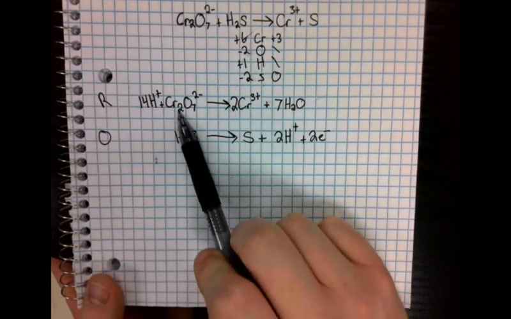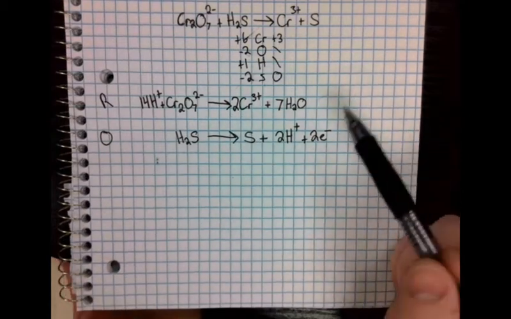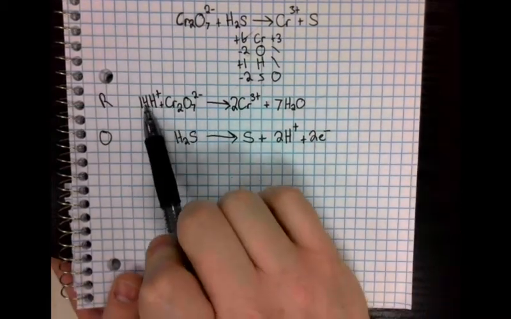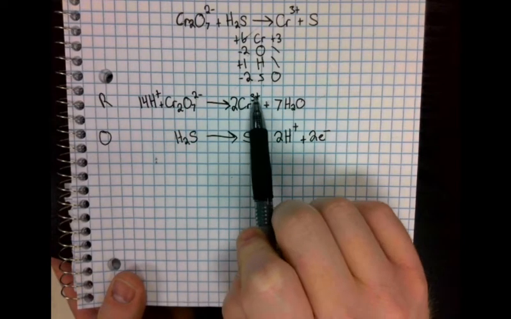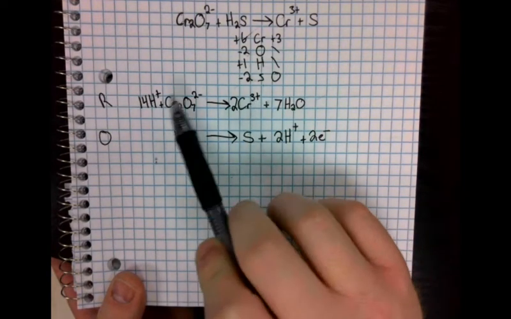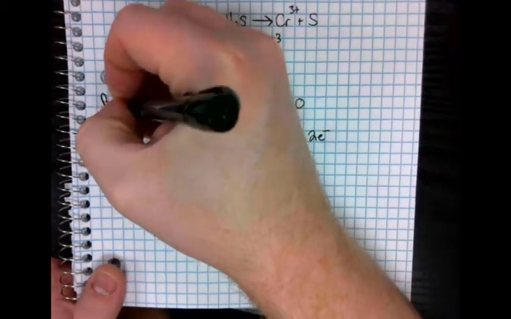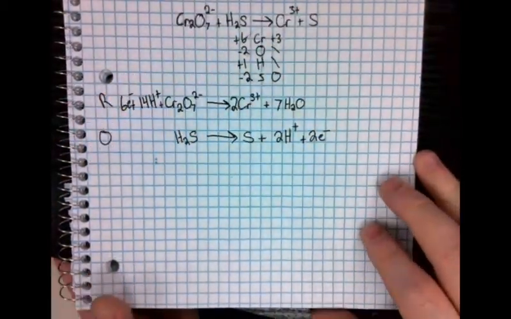So the fact there's 2 Cr's over here means we have to make sure there's 2 Cr's over here. So now we have 14 positives, -2, that's +12. We have +6 over here. So we need to get +12 to +6. To do that, we're going to also have to add 6 electrons that are negative.